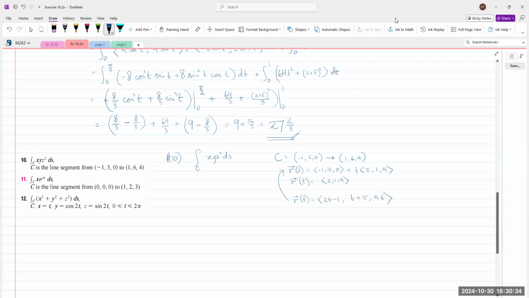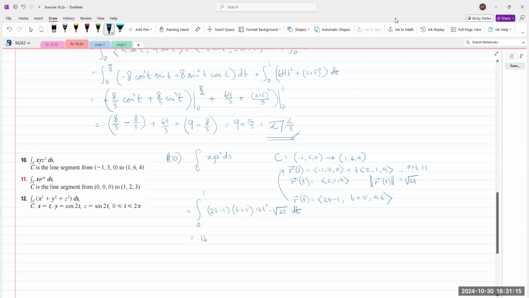Why? Because I need to substitute that here. Integral from 0 to 1, let me write it here. The t is from 0 to 1. The x is 2t minus 1. The y is t plus 5. The z squared is 16t squared. The ds is, I need to find the magnitude of r prime t. That will be 16 plus 4 plus 1, that's square root of 21. Okay, anything after that, just computation, right?